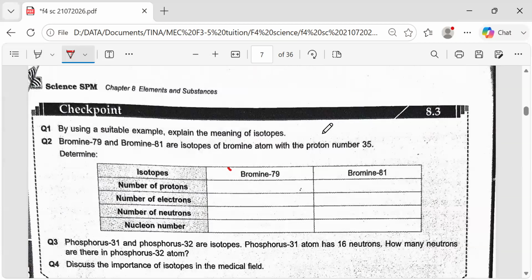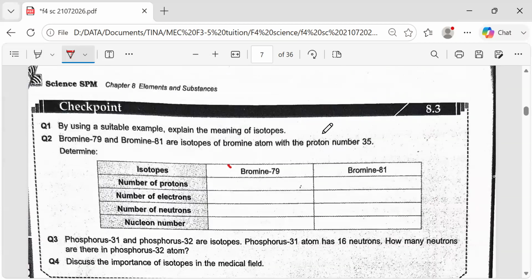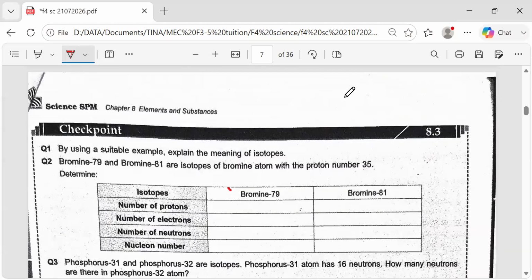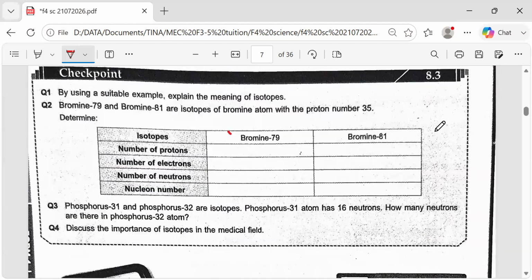Can you try and do this question here? On page 116. Here, try and do this. Just do question 2.